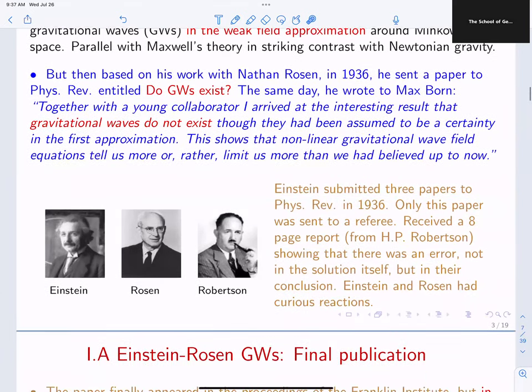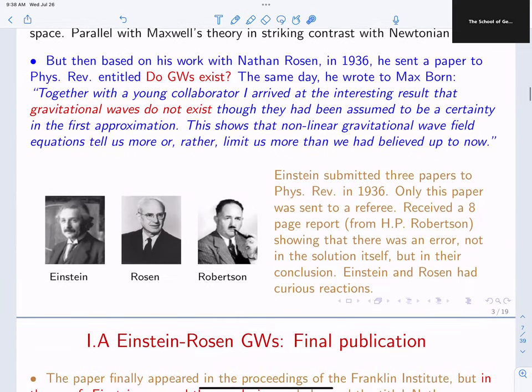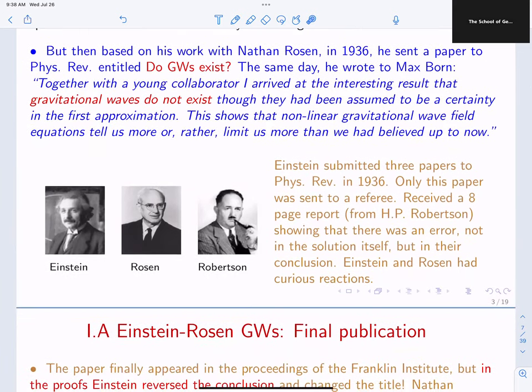And Einstein actually had submitted three papers, landmark papers, in 1936 to Physical Review. One was the Einstein-Rosen waves, Rosen bridge, and then the other was about the EPR paradox. And both of them were accepted at once. But only this paper was sent to referees. It was quite amazing that the young editor of Physical Review had the great foresight to think that there was something not right about this paper.